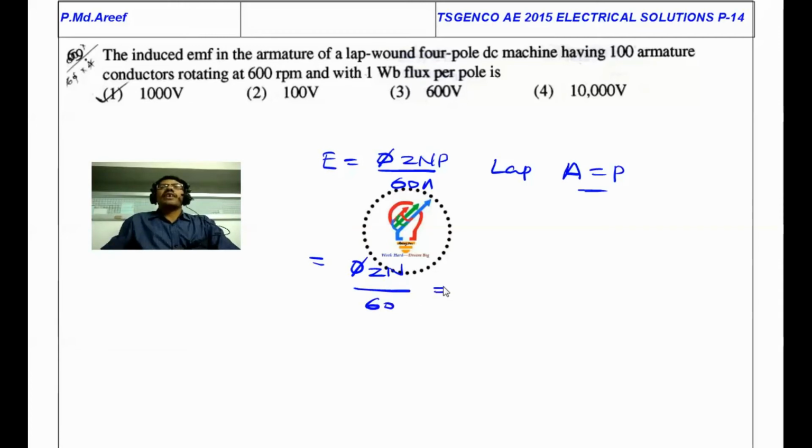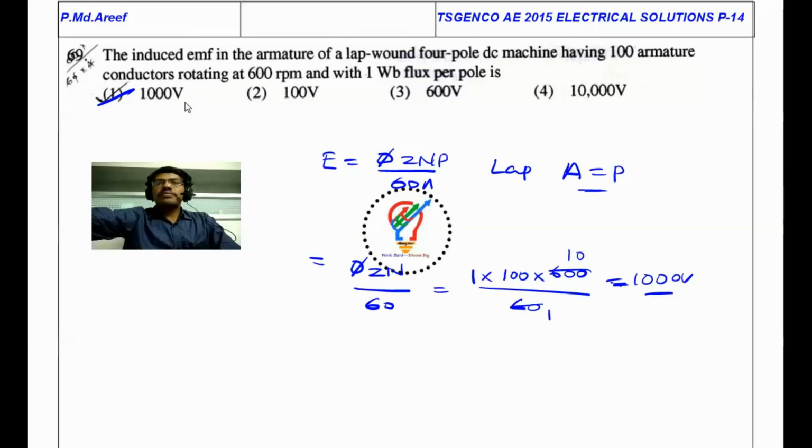What have they given? Φ is 1, the number of conductors Z is 100, and N, the speed of rotation, is 600, divided by 60. So 1 × 100 × 600/60 = 1000 volts is the answer for this question. It's a very simple and straightforward question.